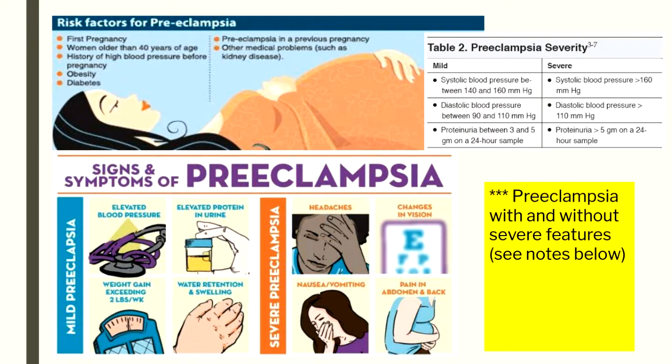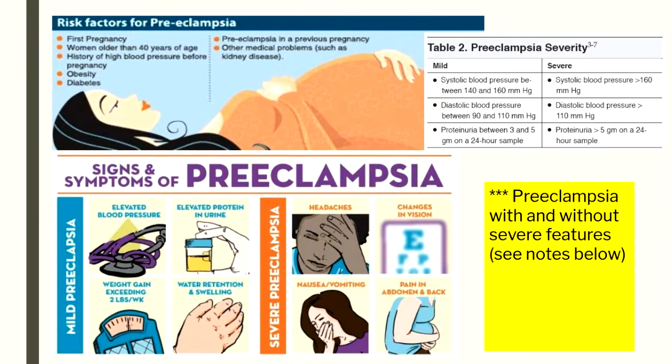Preeclampsia in the previous pregnancy, and sometimes it's not listed here, a new partner. They didn't have it, but then all of a sudden she gets pregnant from a different person and she has preeclampsia. So there is some linkage with the way sperm and egg and all of those interact.